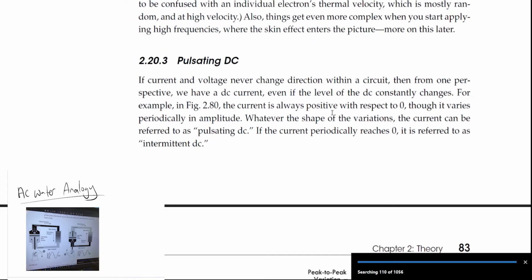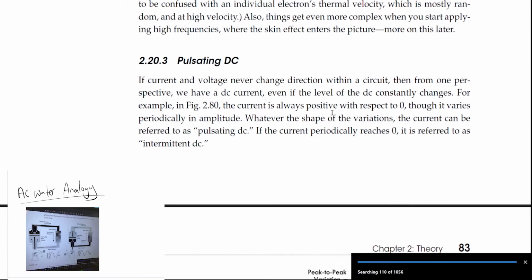Pulsating DC. Pulsating direct current. If current and voltage never change direction within a circuit, then from one perspective, we have DC current, even if the level of the DC constantly changes. Ah, okay, like if you were using pulse modulation or something like that. Like if you switch the battery on and off, the current still kept going the same way, but you had a varying voltage, or if you just had a dodgy power supply or something.